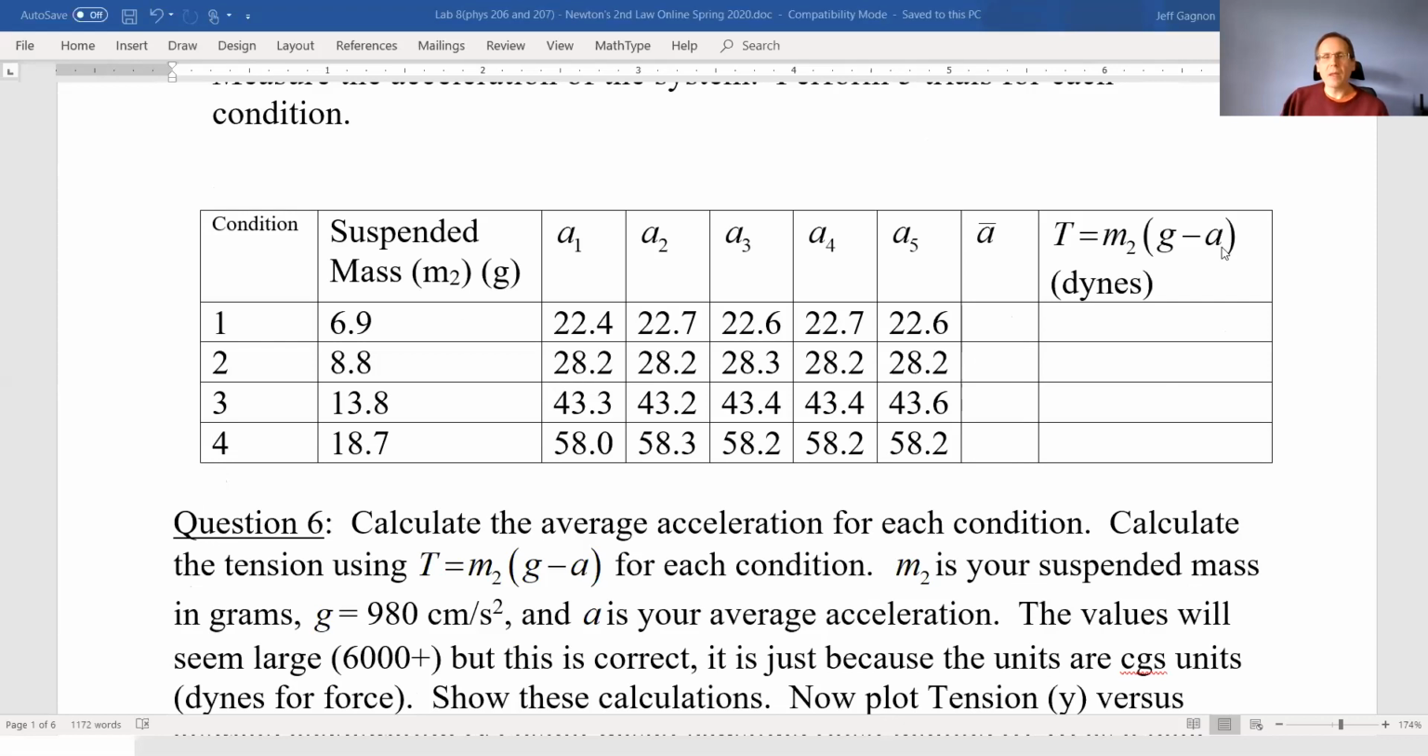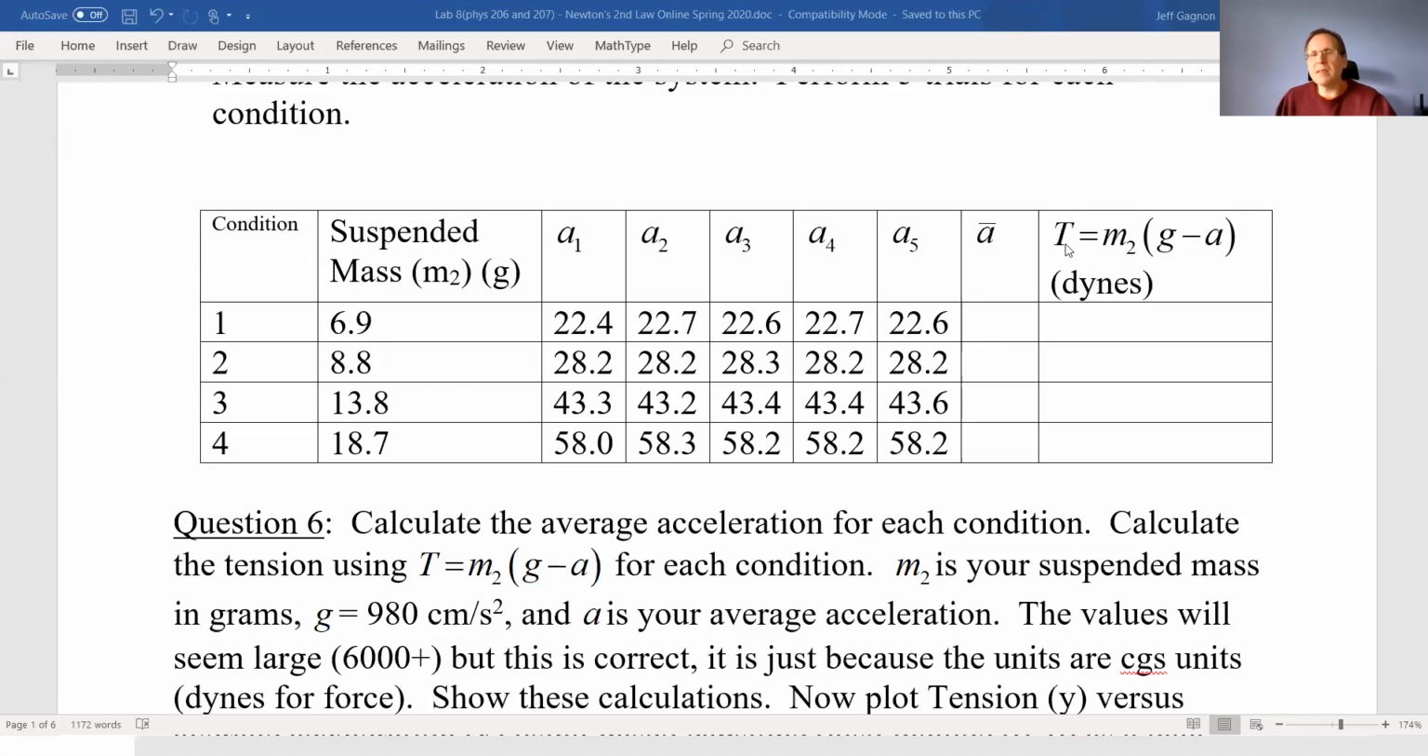And then the last column here is the tension in the string. It comes from that second equation that we derived using the suspended mass. If you rearrange that equation, you can put it in this form. So it involves the suspended mass. How do you calculate T here? You're going to use M2, which is given here, depending on your condition. So in the first case, it'll be 6.9. G, of course, is 980. And A is going to be your average acceleration, 22 point whatever that average is. And that'll give you the tension.